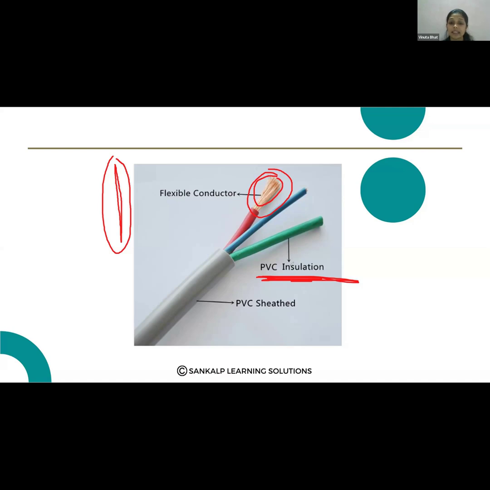So PVC insulation is not a conductor, and it is used around this wire to prevent electric shock. A person can touch this wire because the PVC insulation will not allow the current outside. Yes, electricity should not pass through our body. Yes, that is the correct answer.